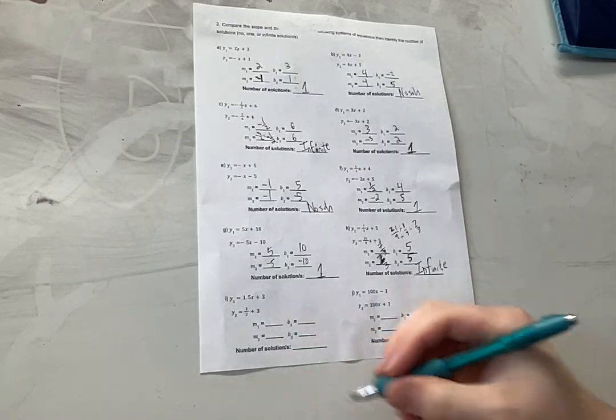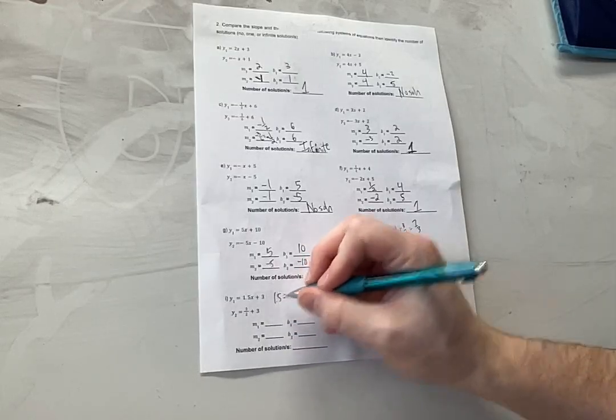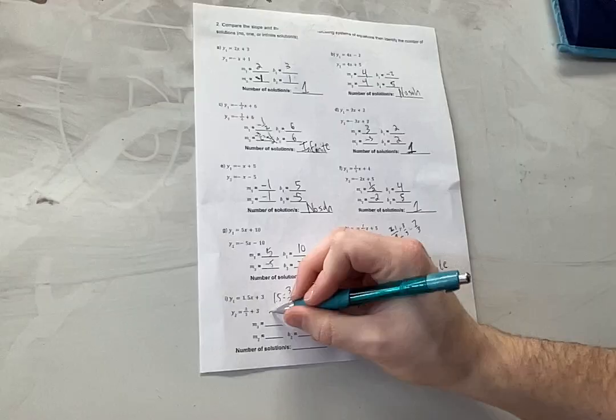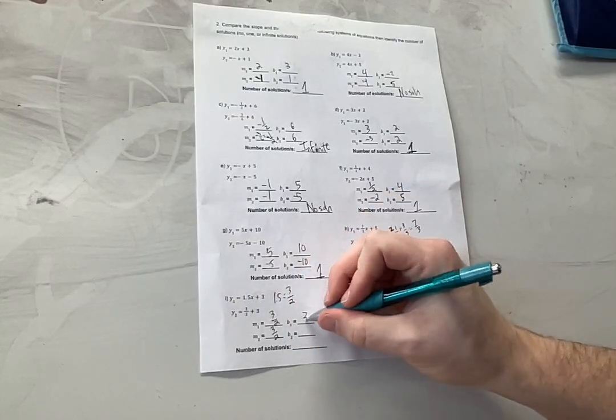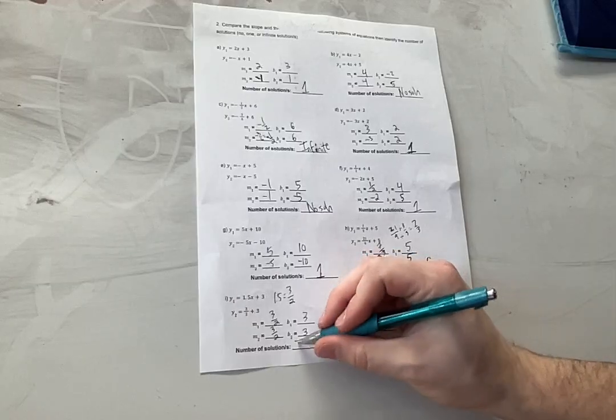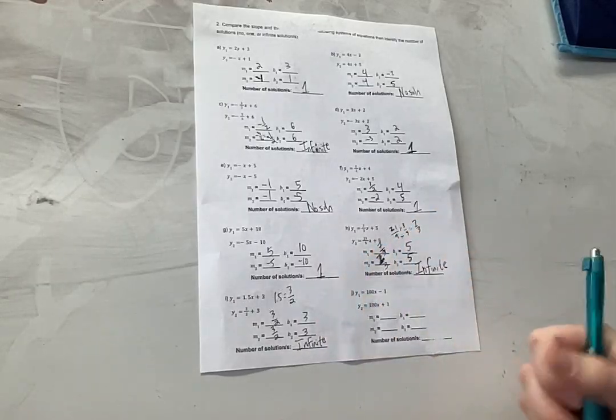And for this one, 1.5 as a fraction is equal to 3/2. So these are both the same slope. Same y-intercept of 3 each. And we can also say that these are infinite solutions because they are the same line.